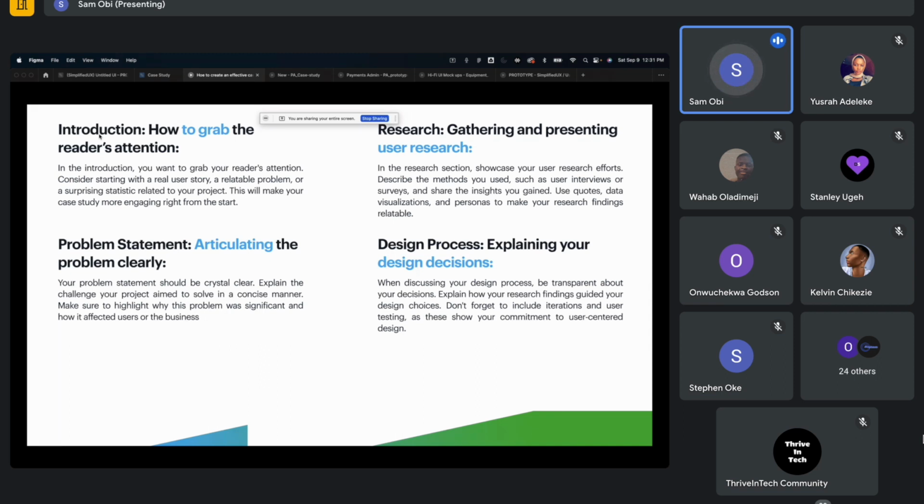The introduction section. This is how you grab the reader's attention, right? You want to consider starting with a real user story, a relatable problem, or a surprising statistic related to the project you are working on. This will make your case study more engaging right from the start.